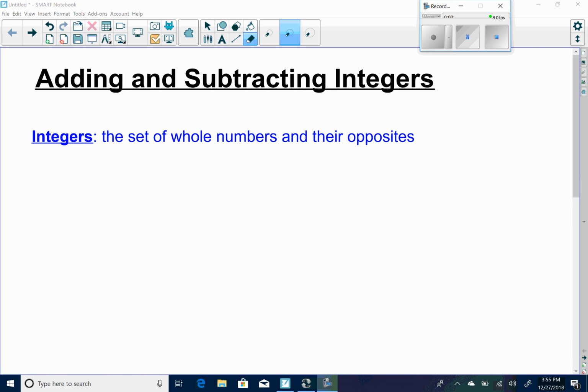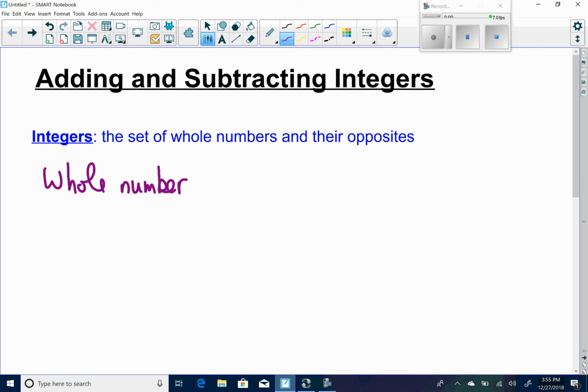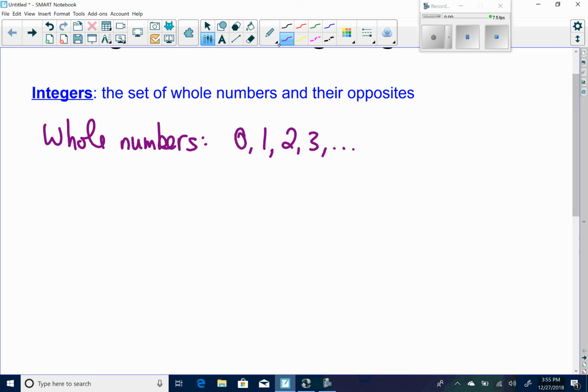Let's first take a look at the definition of integers, which is the set of whole numbers and their opposites. So to understand this set of numbers, let's take a look at the set of whole numbers. This set starts with 0, continues with 1, 2, 3, and so on. Now, integers are made up of this set of whole numbers and their opposites. So we're going to take this 0, 1, 2, 3, and so on, and then also include their opposites.